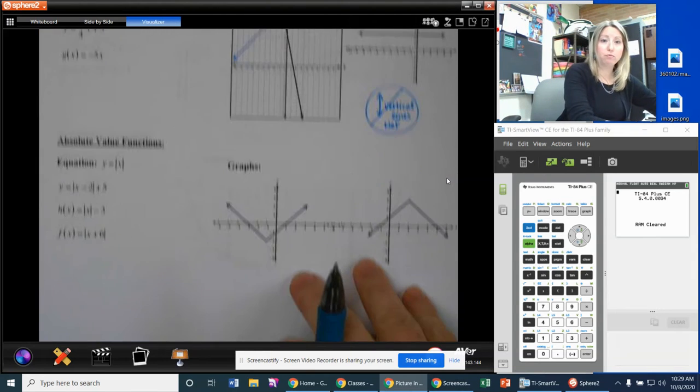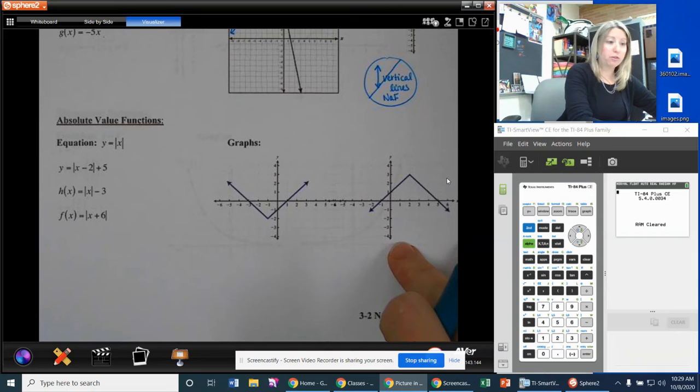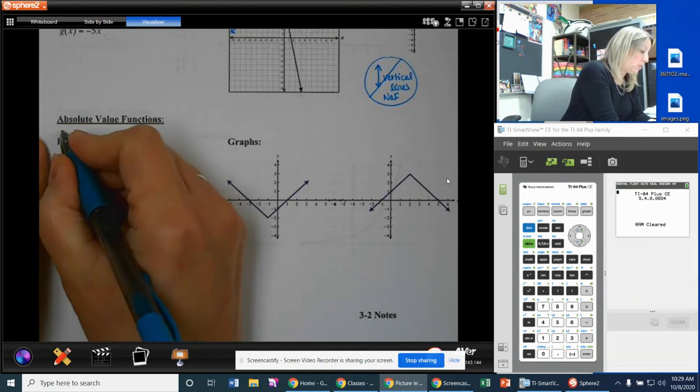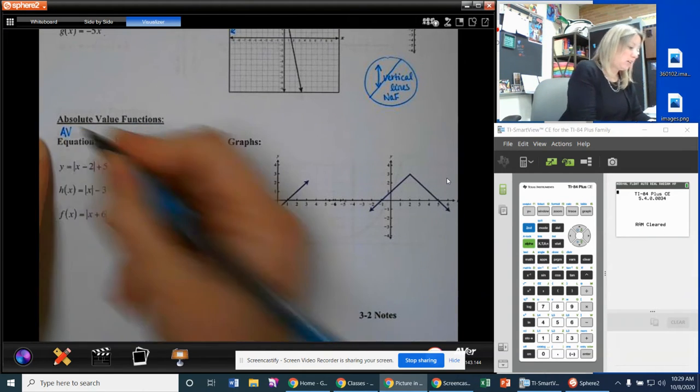Versus absolute value functions. Now, I love absolute value functions because absolute value is A and V for your first 2 words, right?